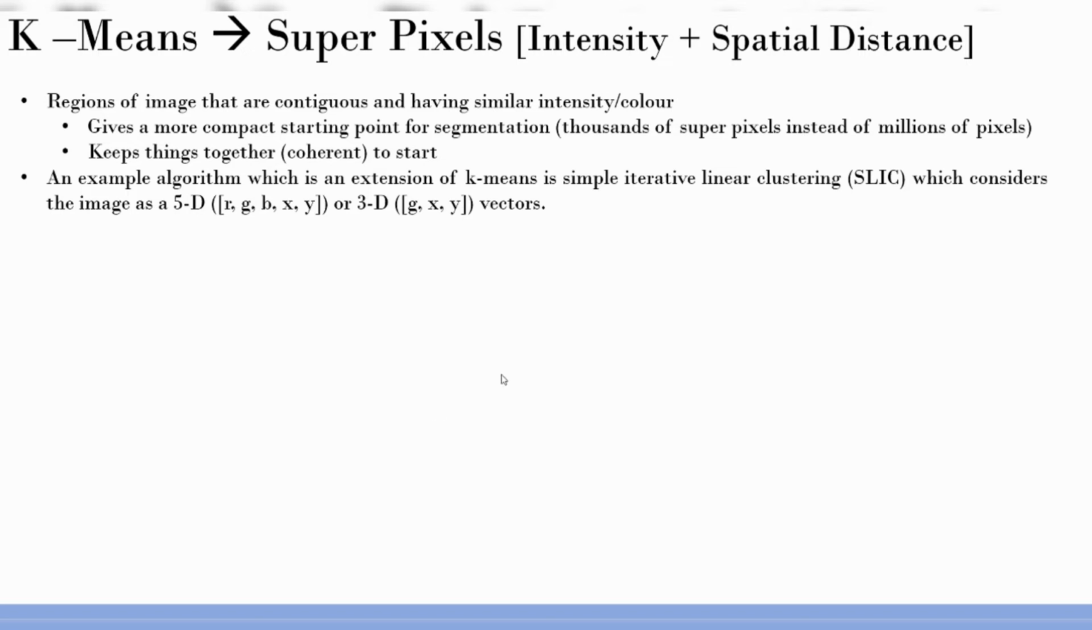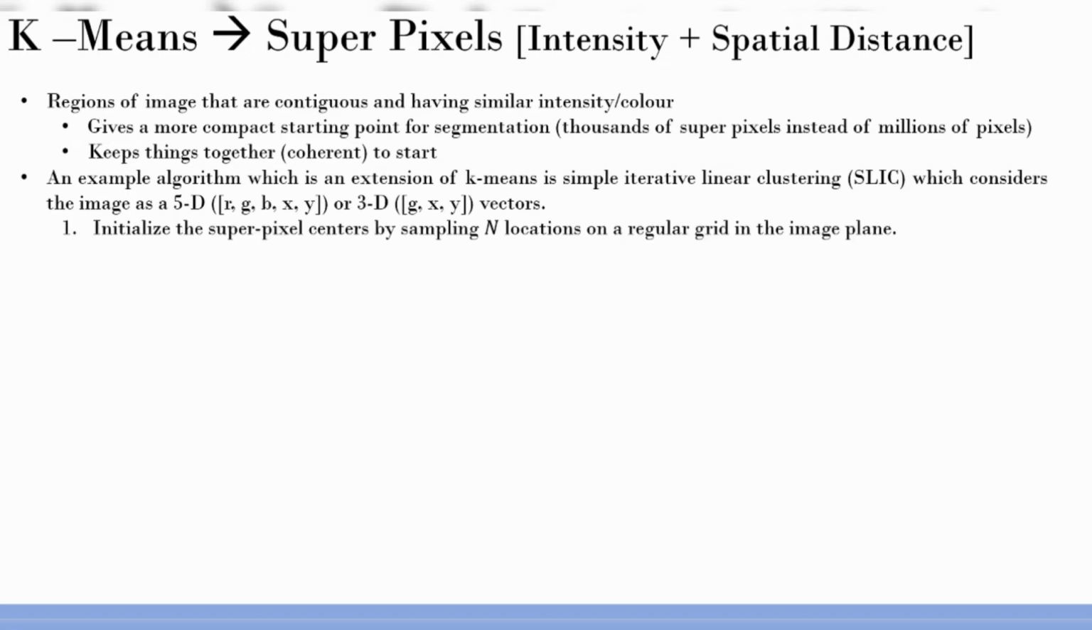Okay, so that's the thing. And then of course the starting point is to initialize the superpixel centers by sampling n locations on a regular grid in the image plane. That's slightly different from k-means, right? Because in k-means, they only care about the intensity. But here, what we first start with is we take the image and then sample n locations in a uniform regular grid.